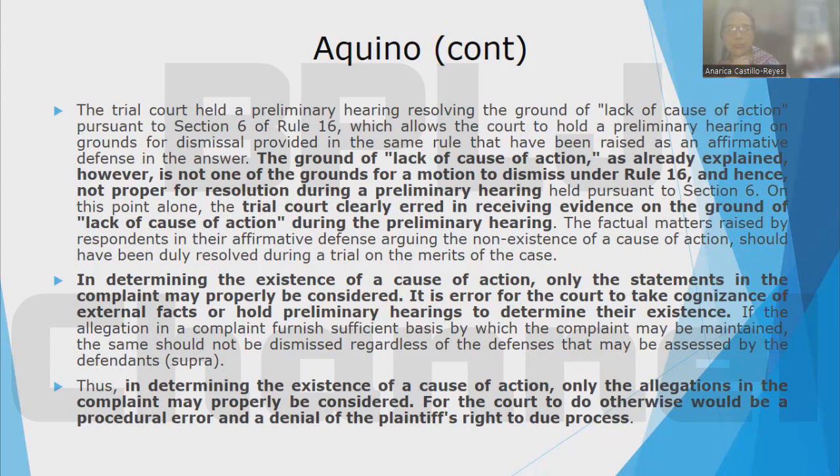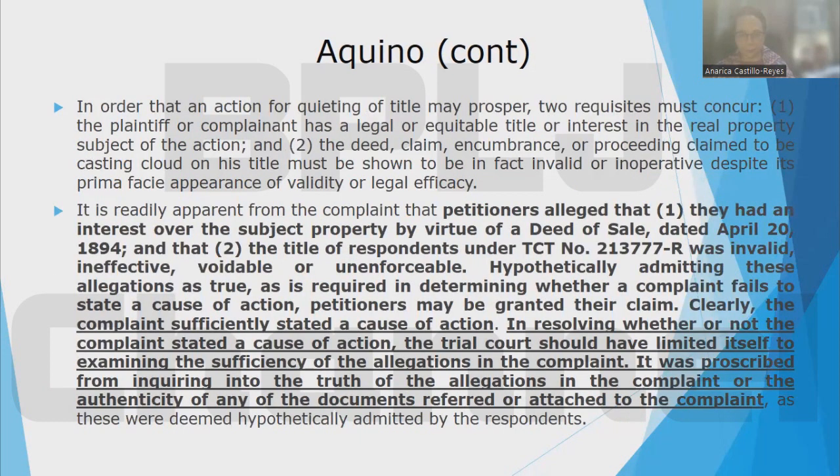In determining the existence of a cause of action, only the allegations of the complaint may be considered. To do otherwise would be a procedural error and a denial of the plaintiff's right to due process. In this case, petitioners allege that they had an interest over the subject property by virtue of a deed of sale. Hypothetically admitting these allegations as true, as is required in determining whether a complaint fails to state a cause of action, petitioners may be granted their claim. Clearly, the complaint sufficiently stated a cause of action.